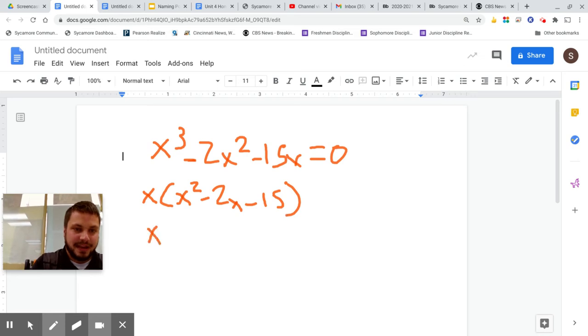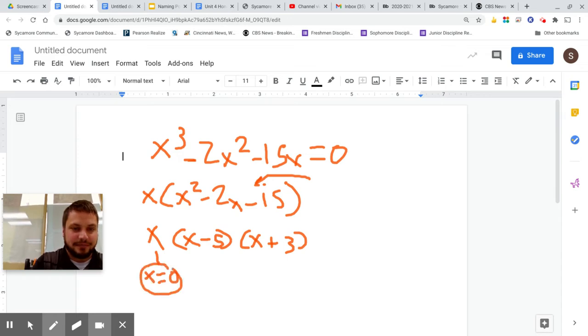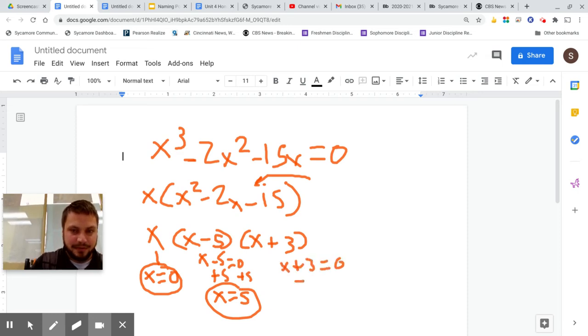Okay, and now I'm down. This thing right here is now a quadratic that I can solve by factoring. I'm looking for two numbers that multiply to be negative 15 and add to be negative 2. That would be minus 5 and positive 3. And now to solve, I'll just set all my factors equal to 0. So I'll set x equal to 0. That's an answer. I'll set x minus 5 equal to 0. And of course, when I add 5, I get that x equals 5. All right, and then I'll set x plus 3 equal to 0. And when I minus 3, I get x equals negative 3.